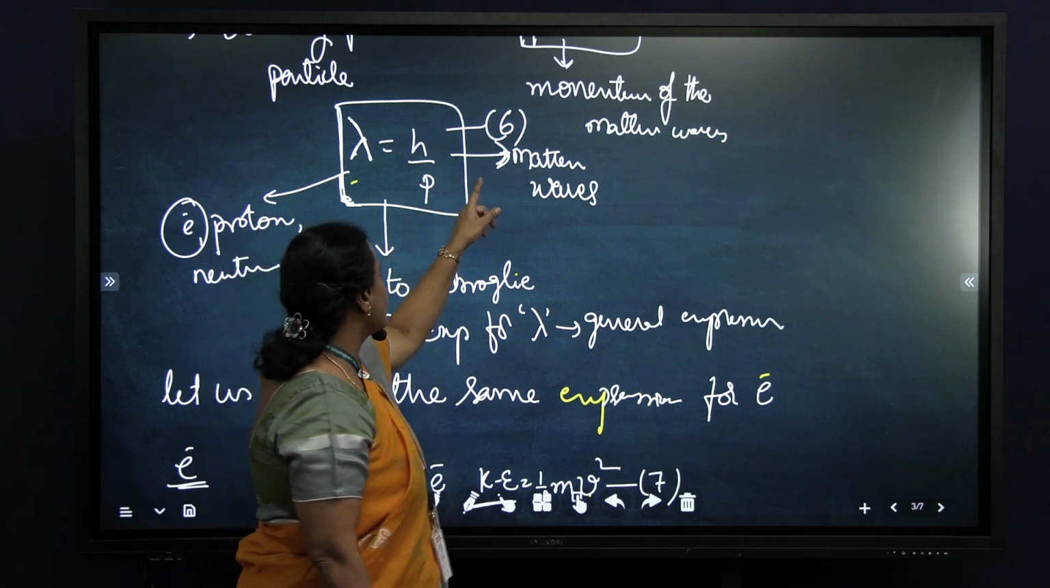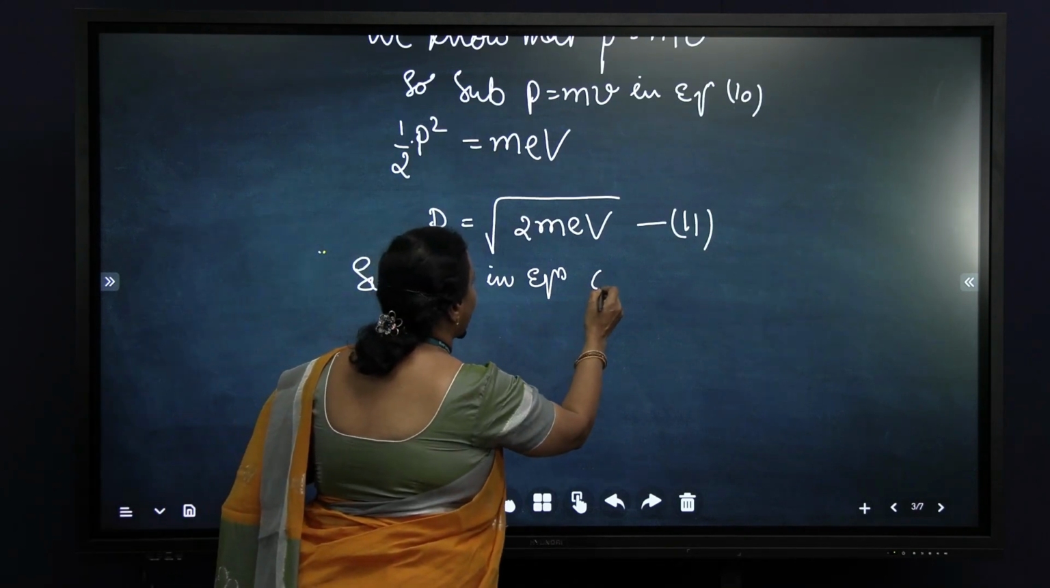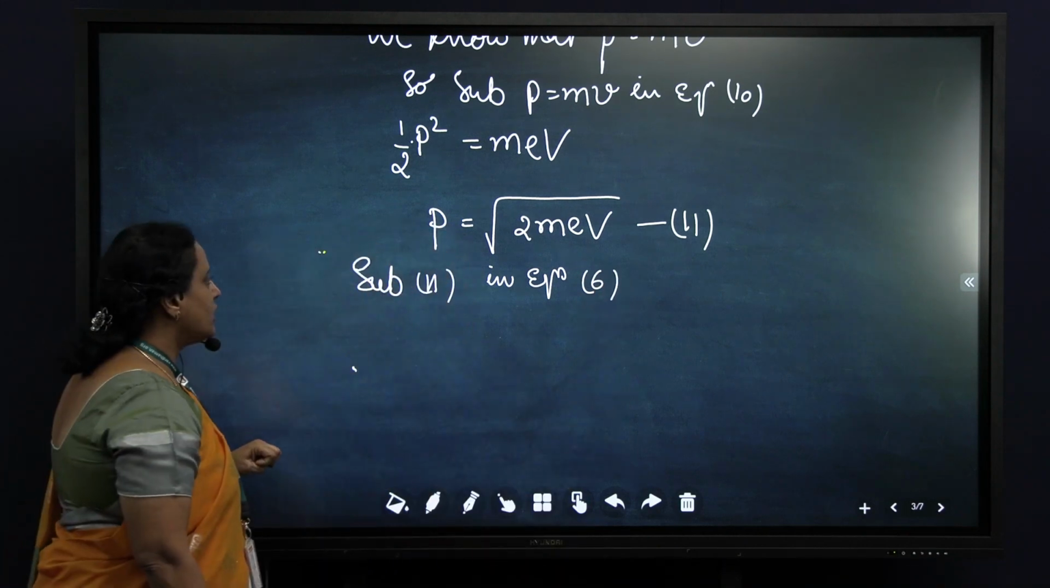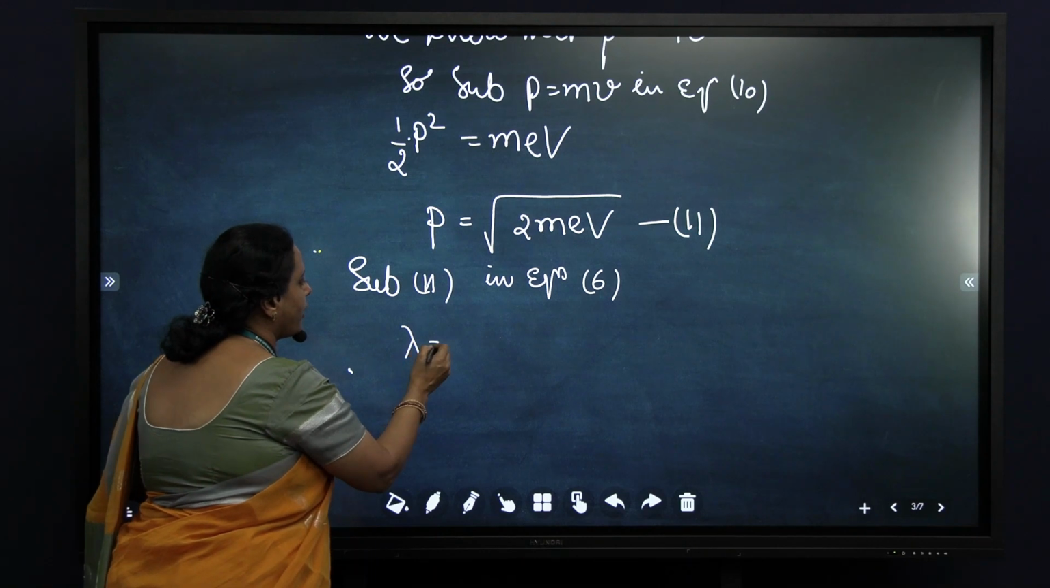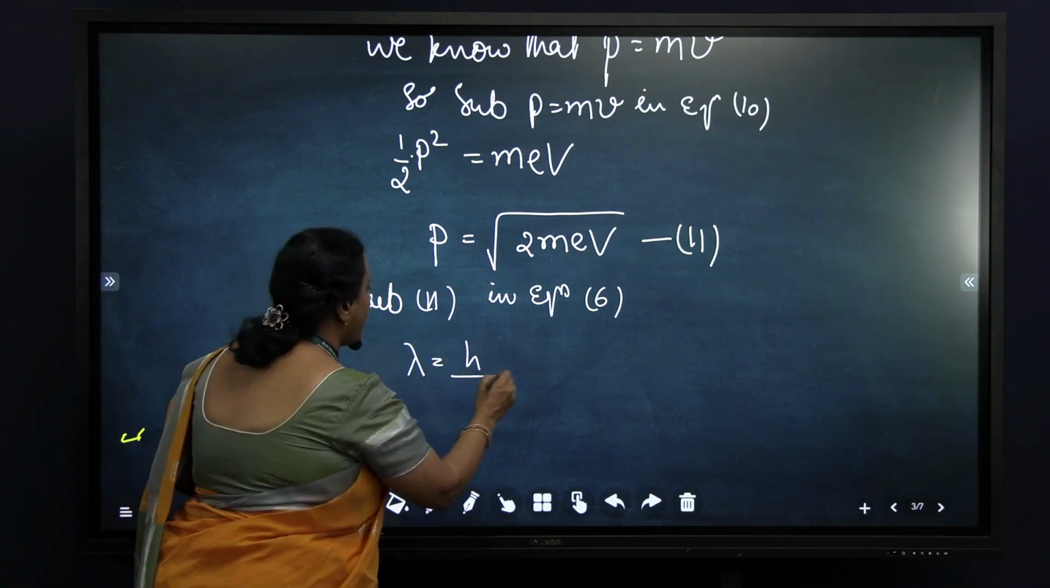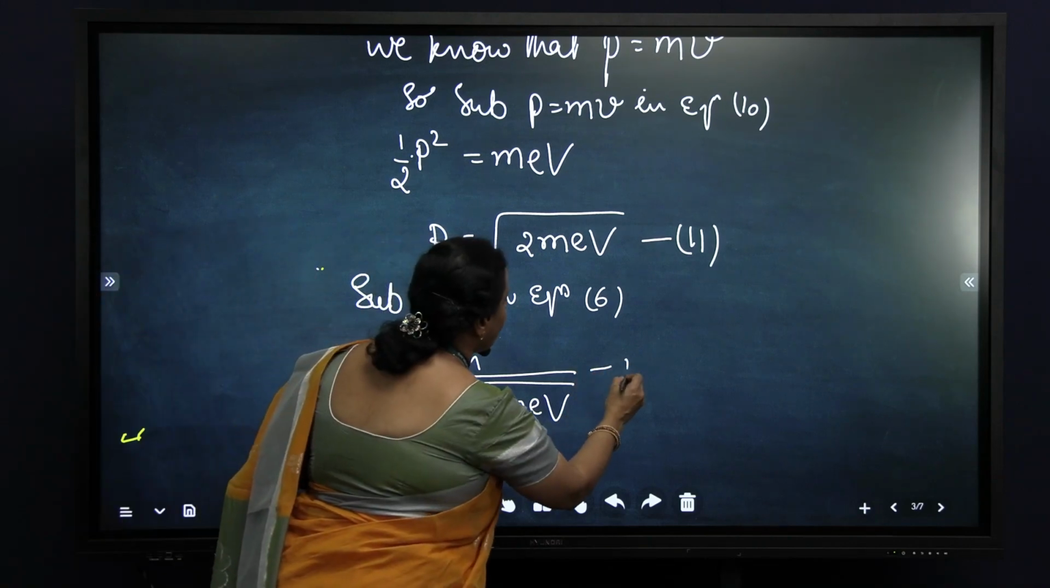So in equation 6, I am going to substitute this value. Substitute 11 in equation 6. So with this substitution, equation 6 is going to be modified as lambda equals h by under root 2meV. Make it equation number 12.